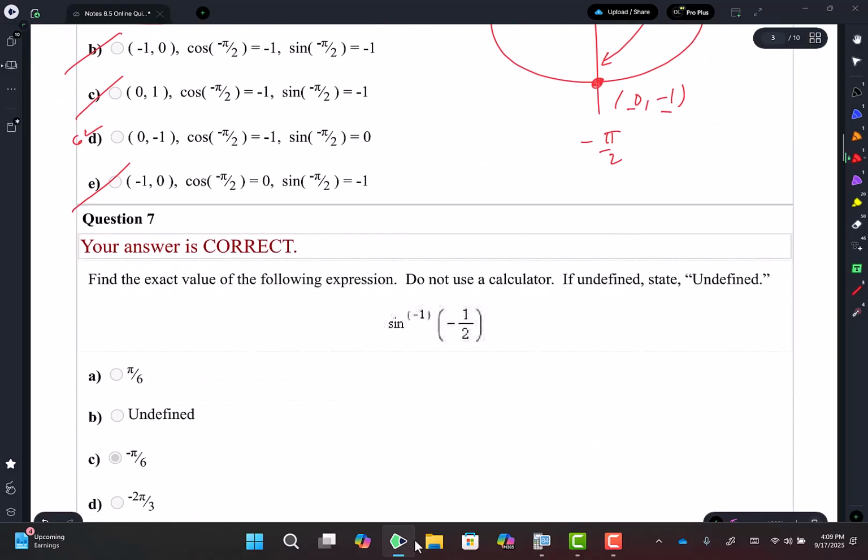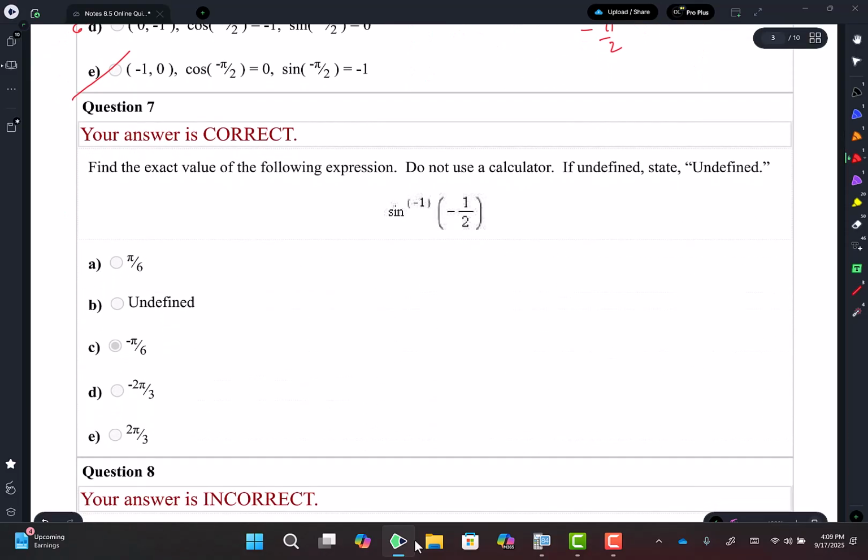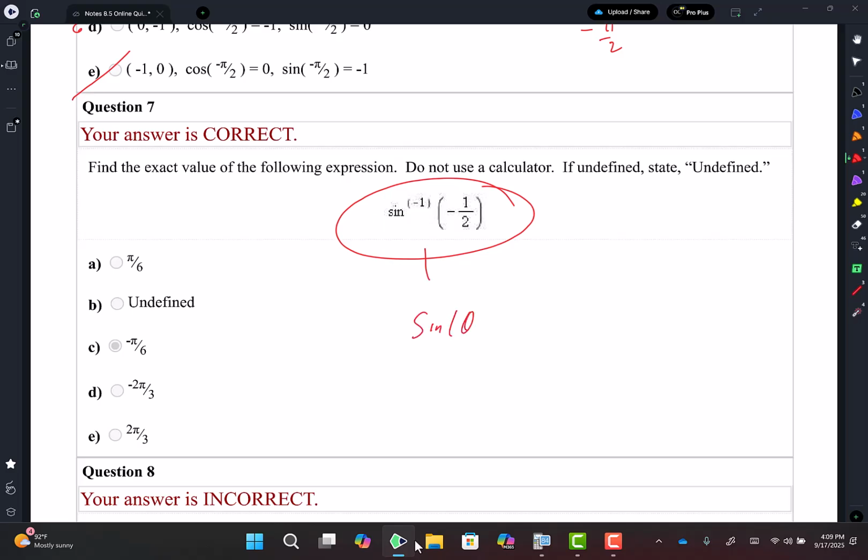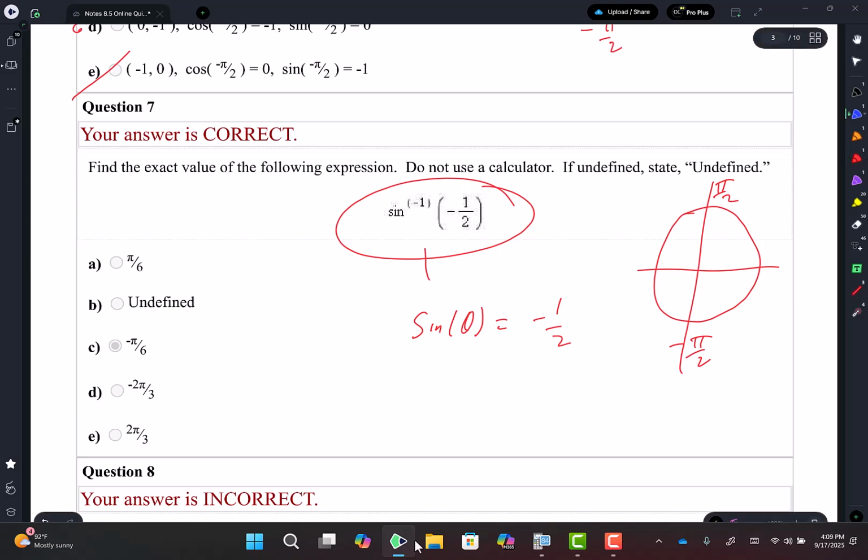Yes. Okay. Find the exact value of the following expression. Do not use the calculator. If undefined, state undefined. Okay, what this means: arc sine of negative half. This means sine of what angle is a negative half. That's what it means. And we haven't talked about the domain of inverse functions, but for sine, you really should be looking between negative pi over 2 and pi over 2, because that covers all the y values.